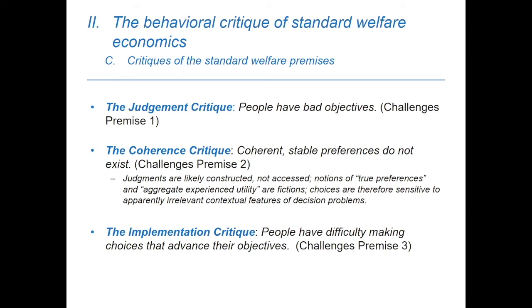Finally, we can challenge the third premise by making an implementation critique. Here, the argument is that people have difficulty making choices that advance their own objectives, whatever they are. Now, from my perspective, there's a lot of force behind the coherence critique and the implementation critique. I am less persuaded that there's much force behind the judgment critique.